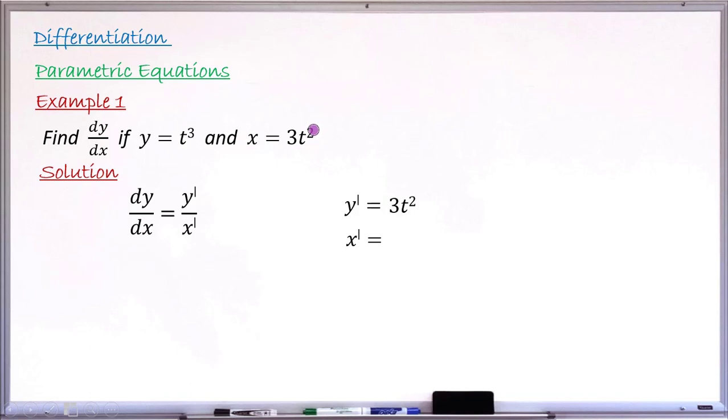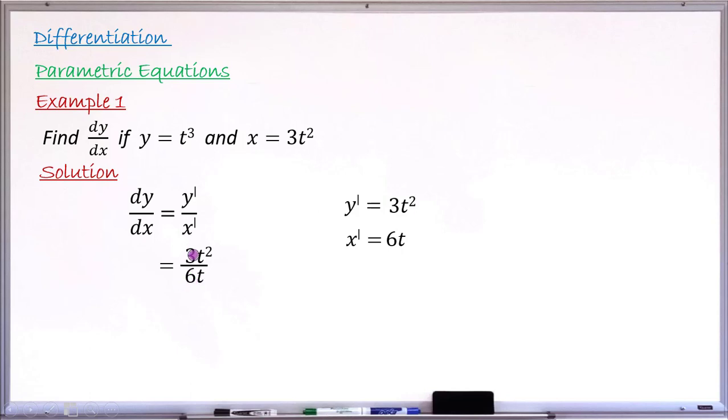And this is now going to be 2 times this 3 to get 6, and the power 2 is now reduced to power 1. So x prime is now going to be 6t. So I will go back to my formula for parametric equations. I substitute my y prime and substitute my x prime. So I'm now going to have y prime as 3t squared and my x prime as 6t. So I replace them there, and I will now simplify this.